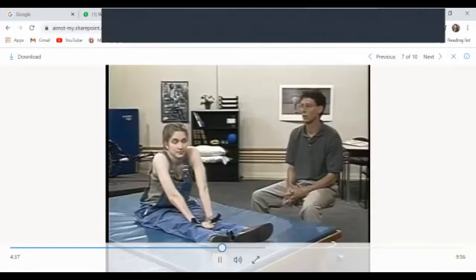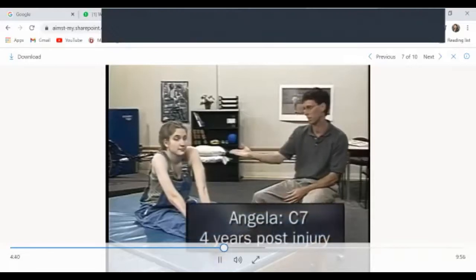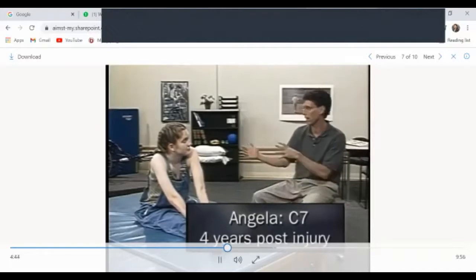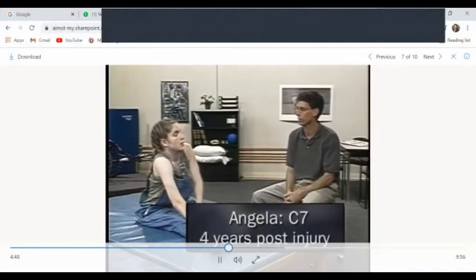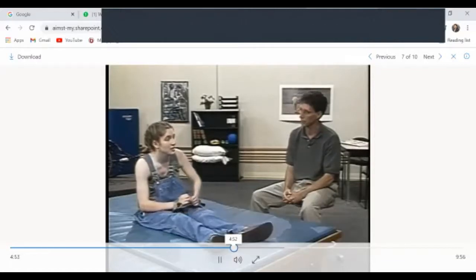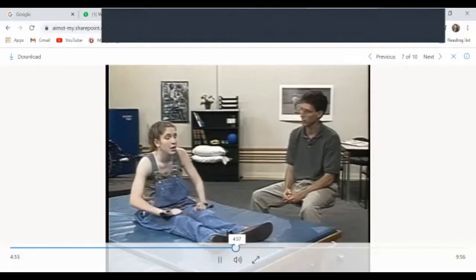There are several ways that she's learned how to come up to sitting from lying down. This is another patient, with a C7 cervical injury. Four years post injury, how long did it take you to learn this, and how valuable is it? I would say this, again, took me between 3 and 4, maybe even 5 months.